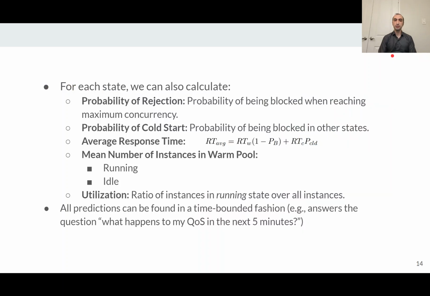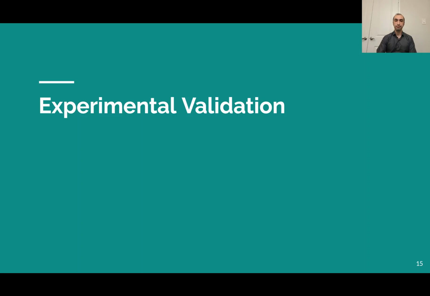For each of these states, we can calculate the probability of rejection, the probability of cold start, and the average response time. We can also calculate the mean number of instances in the warm pool that are in the running or idle state, and from those, the utilization or wasted capacity in our platform. All predictions using our temporal model can be found in a time-bounded fashion. So, for example, we can answer questions like, what happens to my quality of service in the next 5 minutes?